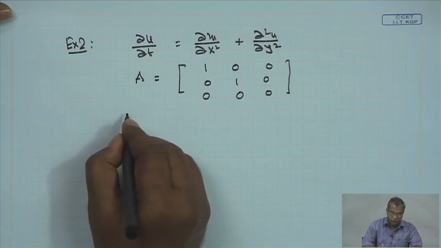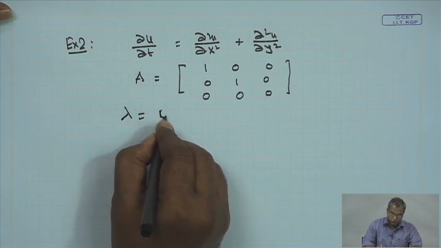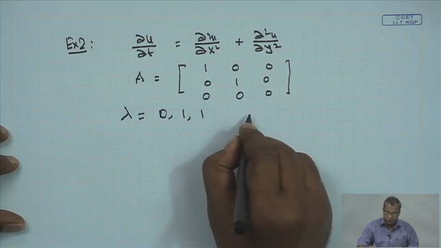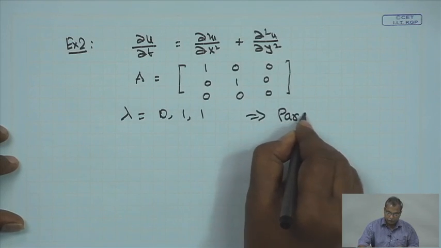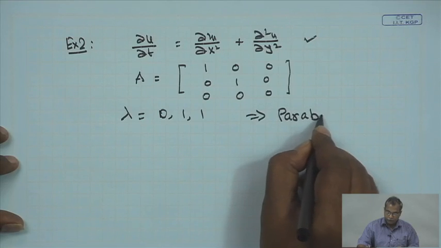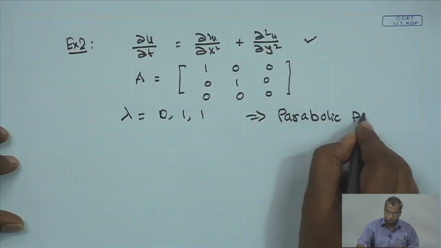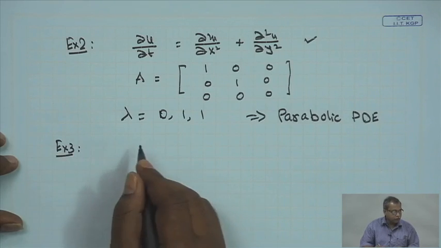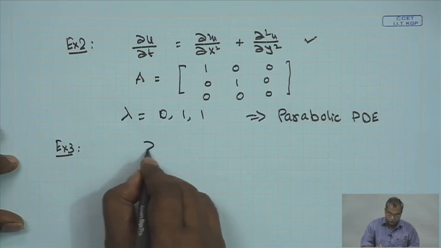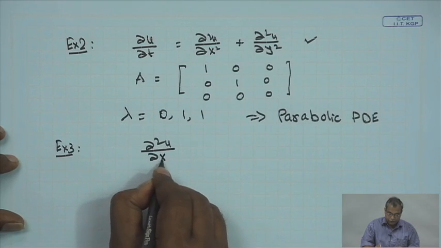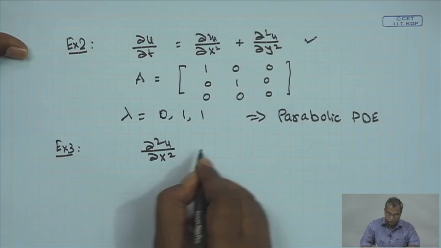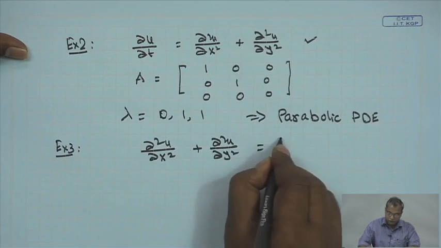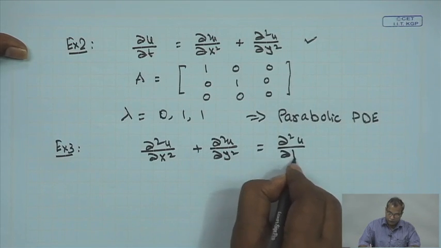So, therefore, the eigenvalues will be 0, 1, 1. Since one of the eigenvalues is 0, we are dealing with a parabolic partial differential equation. So, this equation is a parabolic partial differential equation. Next example, we will be talking about a hyperbolic one. So, ∂²u/∂x² plus ∂²u/∂y² is equal to ∂²u/∂t².